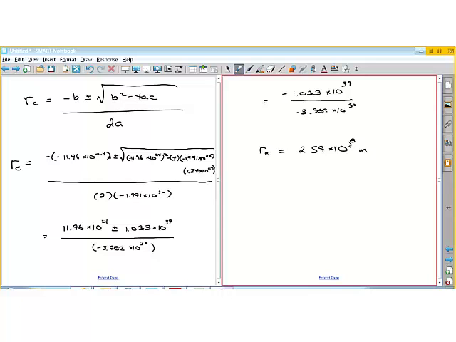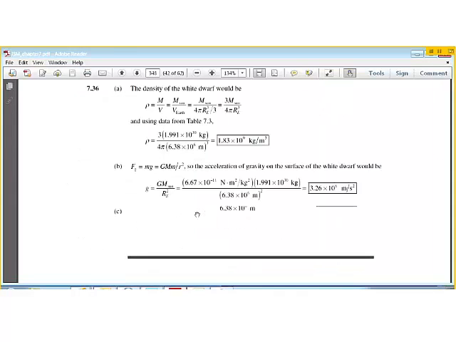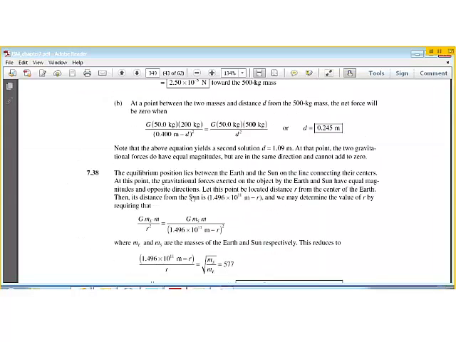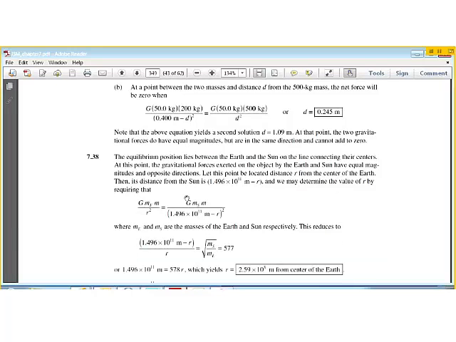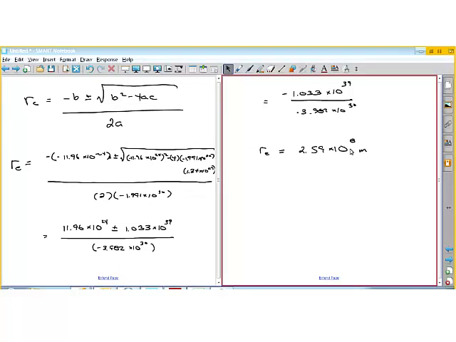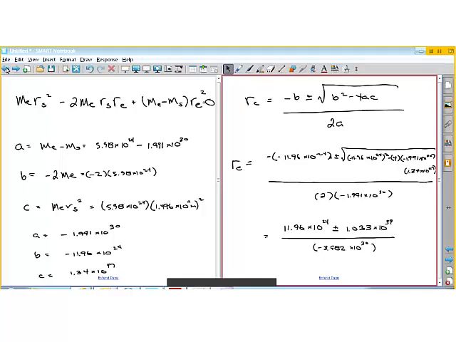So find the point between the Earth and the Sun. Okay, so it's this distance from the Earth. So let's just check out the answer. Make sure we're doing this thing right. So this is problem number 38. They got 2.59 times 10 to the 8th. Hey, how about that? Okay, so let's go back and review what we just did.